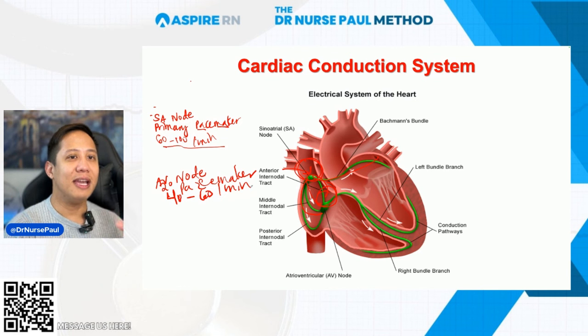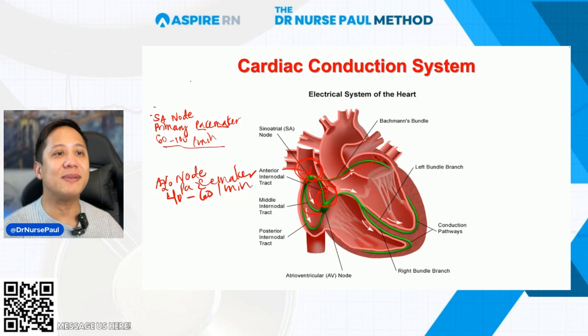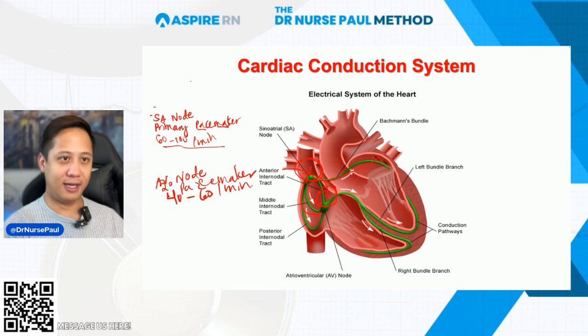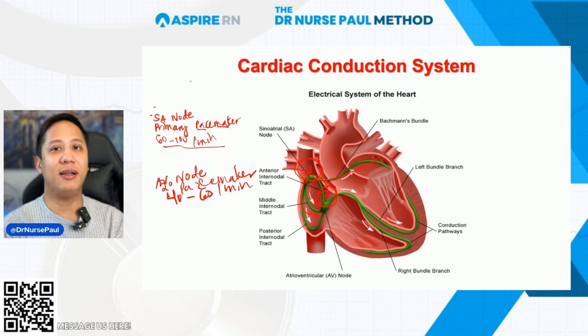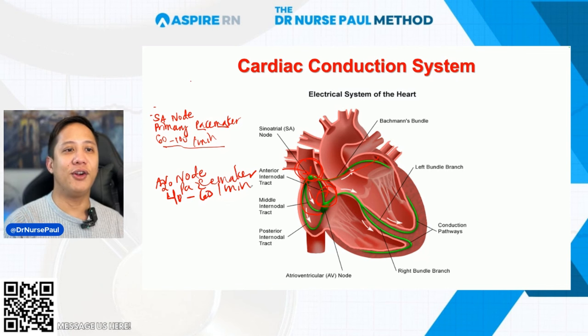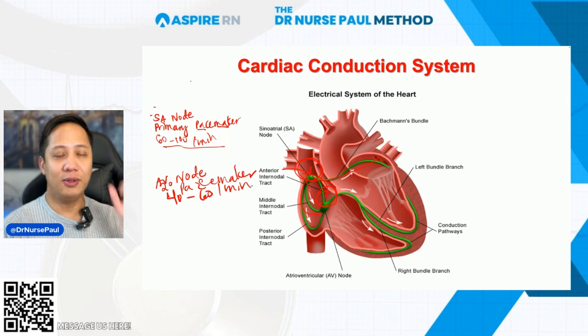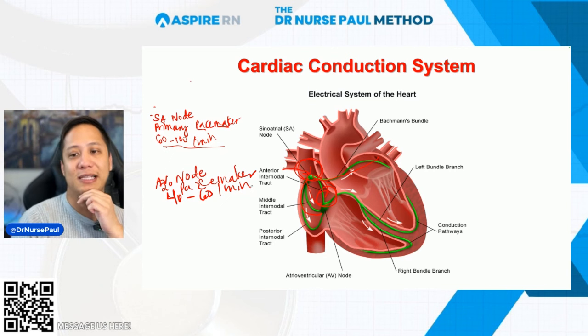This is my question. If the SA node fails and the AV node becomes the primary pacemaker to control your heart rate, is it delivering enough heart rate to make a good cardiac output, to keep the blood pumping? Yes or no? No. That's why the AV node cannot be a primary pacemaker, because the rate is too slow, you're going to be hypotensive.